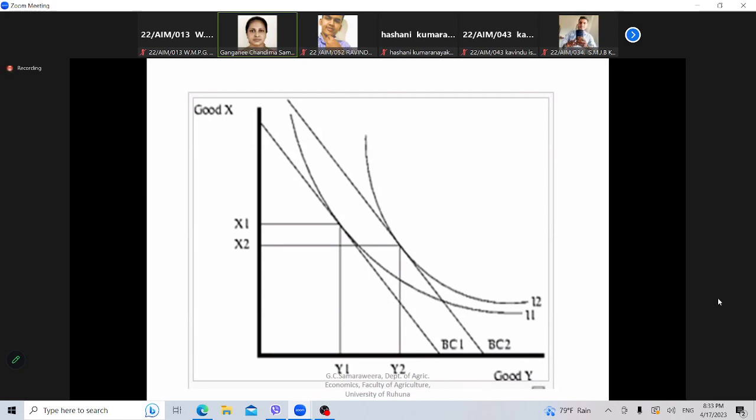Anjali. No, Anjali, I'm asking out of X and Y, because there are two goods. Yes, Hashani Kumaranayaka's answer is correct. Anjali, think about two goods, good X and good Y. You need to select the normal good and the inferior good. If you can select the normal good, it's okay. Then you know the other is inferior.